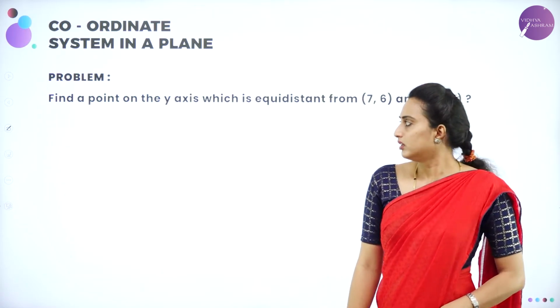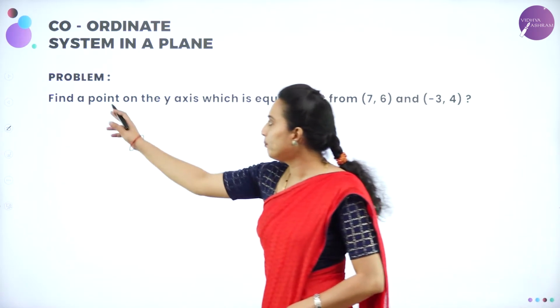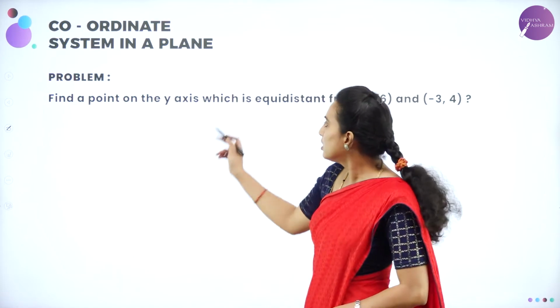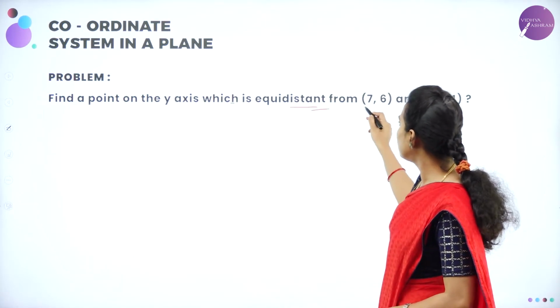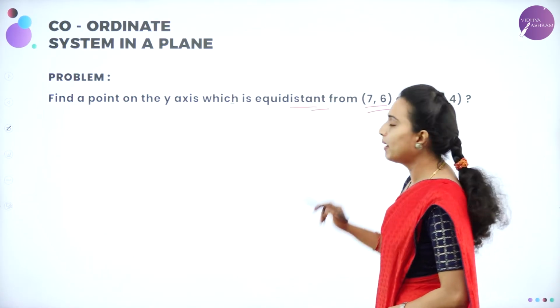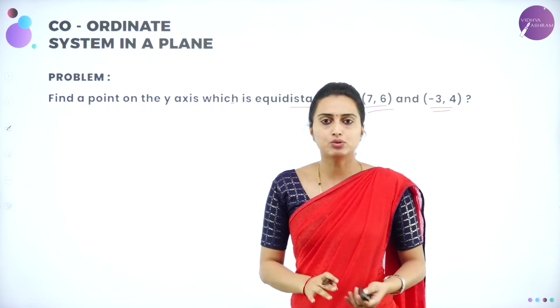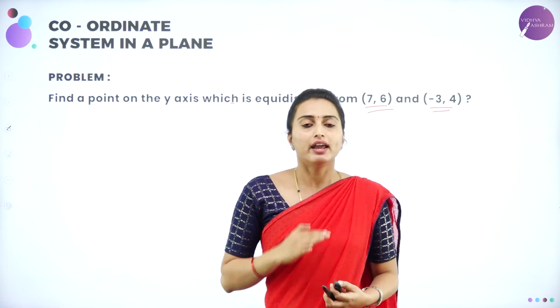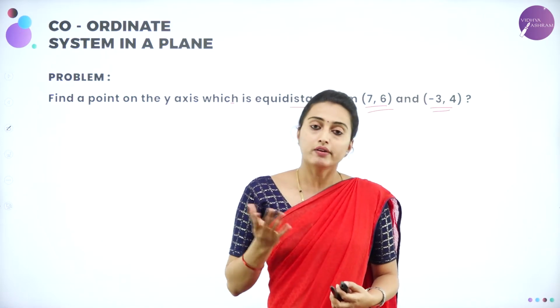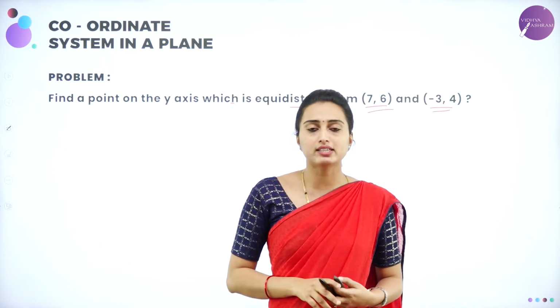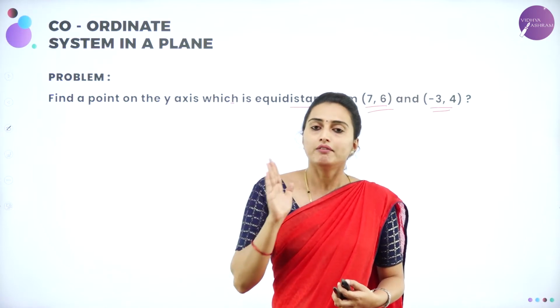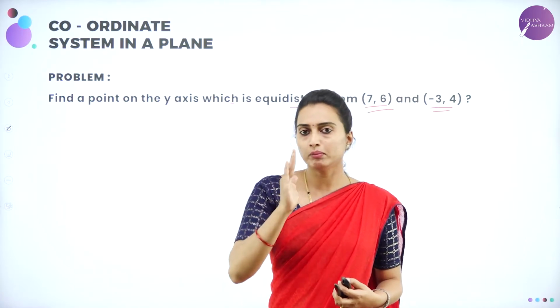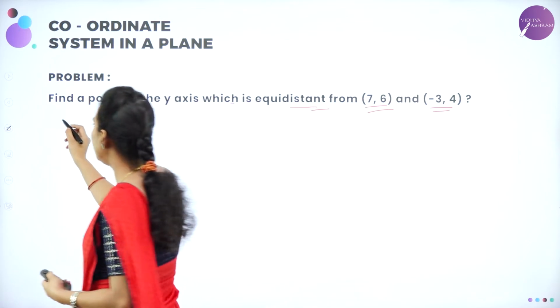Okay. Next, what they have given: find a point on the y-axis which is equidistant from (7, 6) and (-3, 4). Dear students, if the point is on the y-axis, what will be the x-coordinate? The x-coordinate will be 0. If the point is on the x-axis, what will be the y-coordinate? The y-coordinate is 0. That you have to remember. So here I am going to take, what is that?